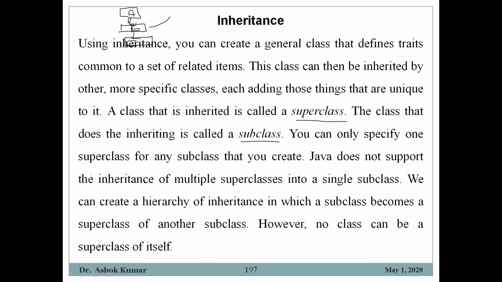Then next we can have hierarchical inheritance. Hierarchical inheritance can be a structure like this. This is another class. We can say a tree type structure. So this is an example of hierarchical inheritance.